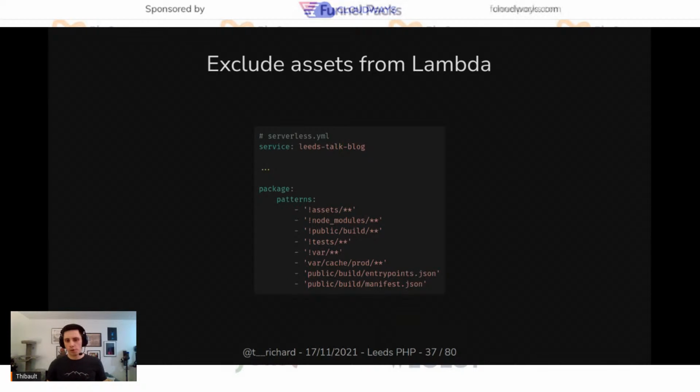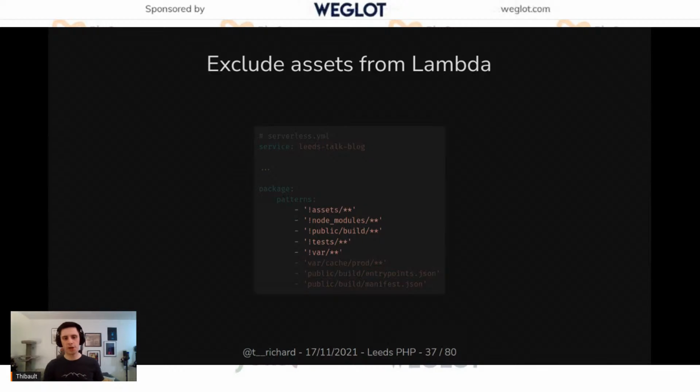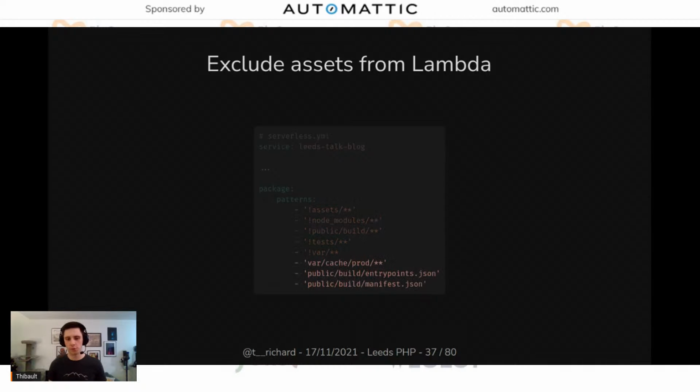And one more thing we need to do is that we need to exclude assets from the Lambda deployment. And it's done out of the box by the serverless.yaml file provided by the Symfony bridge. So here we are just excluding a bunch of folders like assets, node_modules, tests, var, etc. And then we are including back some files that are required. So because previously we pre-warmed the Symfony cache, we are actually including back the var/cache/prod folder, and those two other files are needed by Webpack Encore to generate assets URLs.